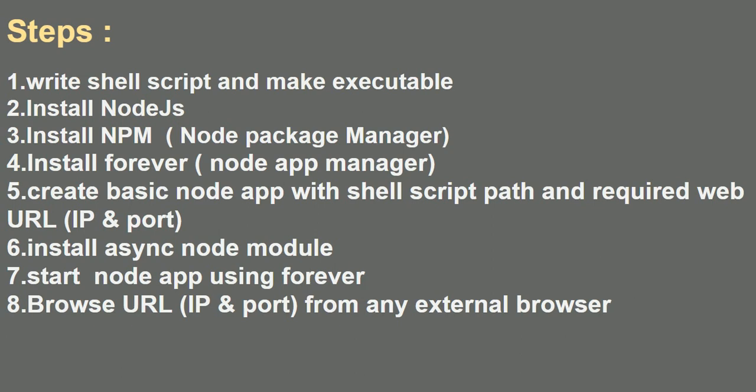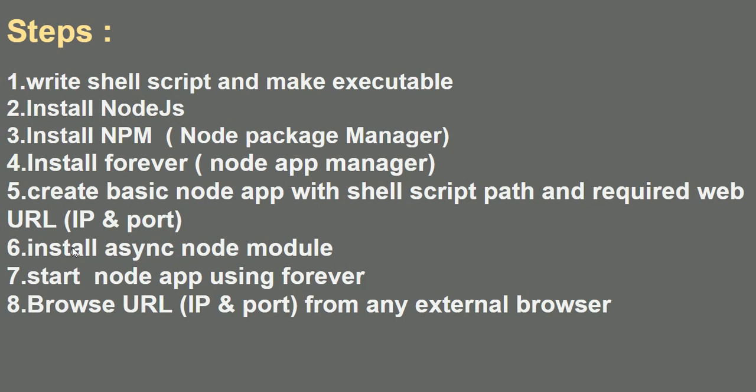So when you browse the web URL, the request will come to the Node.js app. The Node.js app will execute this shell script. To run a Node.js app in Linux, we have to install Node.js, then npm, then forever. These are all required for a Node application. Then we have to create a basic Node app with the shell script path and the required web URL. In this Node app, we will mention our shell script location and the required web URL.